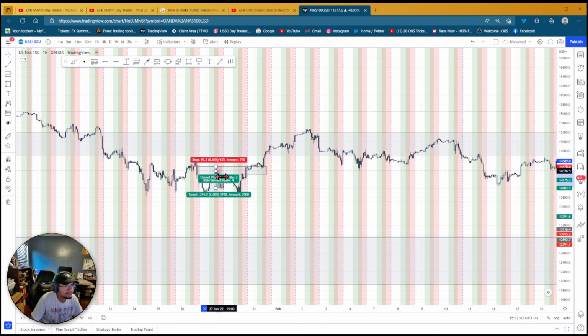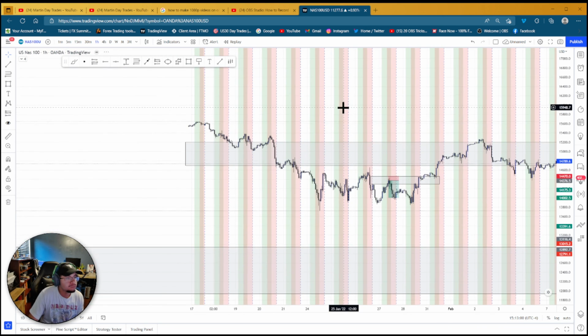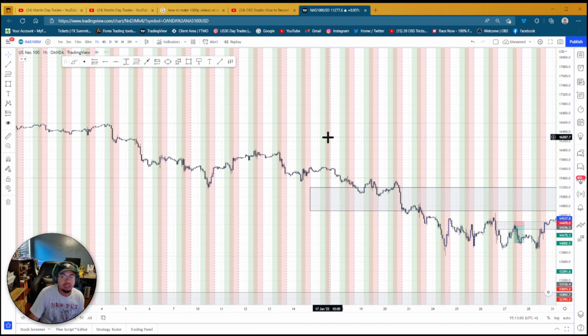That's a 1 to 4 risk to reward, guys. The numbers don't lie. You could have been risking 2% on this trade and made 8%. And it's all about patience, guys.